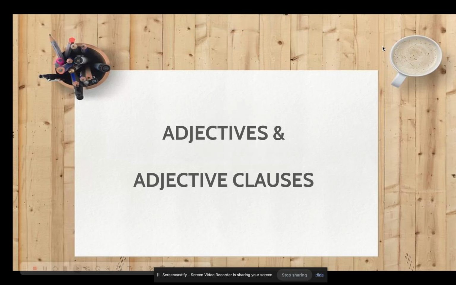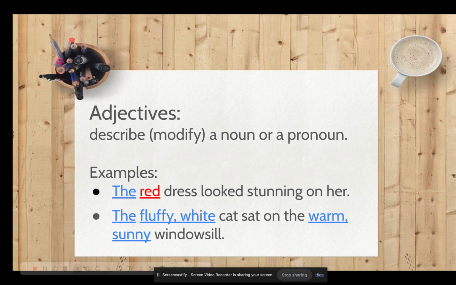So, adjectives and adjective clauses. You can make this one long note page and decide what you need to write down in terms of the adjective part. You might already know this, but I can only teach this to you if we have the building blocks of understanding what adjectives are. So, again, if you want to write this down, you can. If you know this already, you do not need to. Adjectives describe, which is modify, a noun or a pronoun.